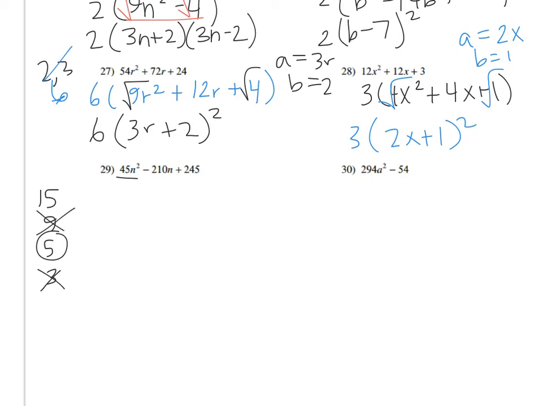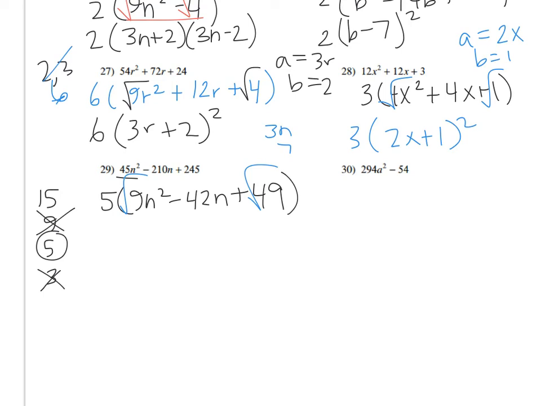Then 15, can you divide 210 by 15? 210 divided by 15 is 14, and 245 divided by 15, I don't think so. Nope. So the highest number is 5. So we're going to take a 5 out and do 9n squared. 210 divided by 5 is 42, and then 245 divided by 5 is 49. You can take the square root of the first term and the last term, the a term and the c term, and get 3n and 7. And when you multiply 2 times 3n times 7, you get 42.